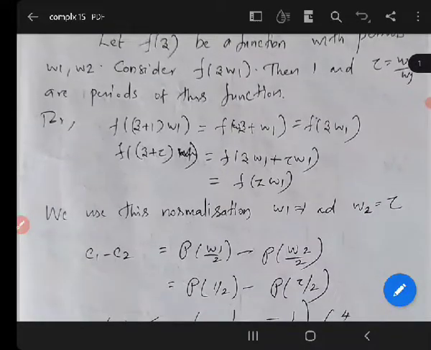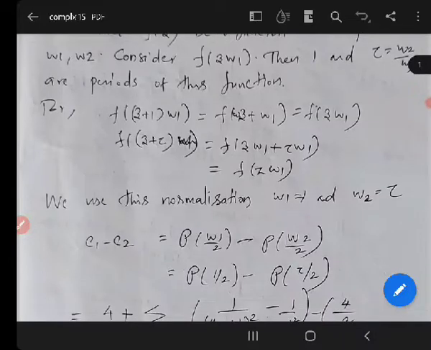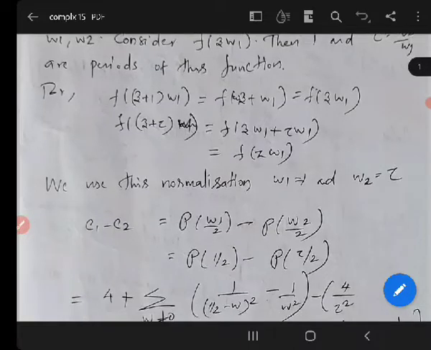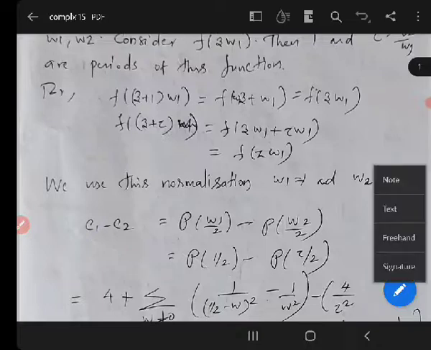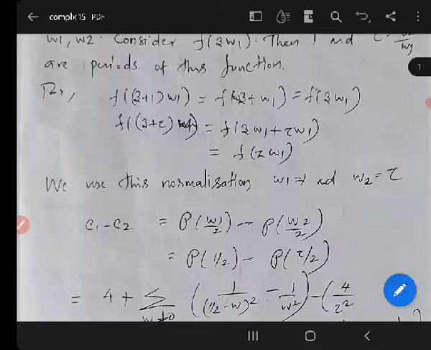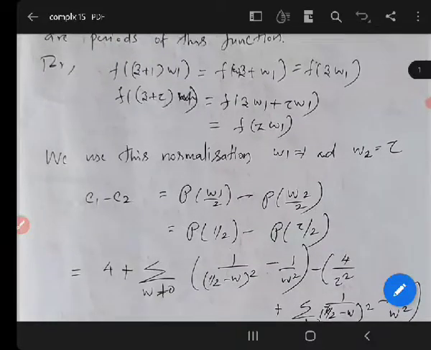Similarly, f of z plus tau omega 1 is f of z omega 1 plus tau omega 1, which is equal to f of z omega 1 plus omega 2, because tau is omega 2 by omega 1. So this will also give you f of z omega 1, because omega 2 is a period of f of z, right? So in this case we got that f of z omega 1 has the periods 1 and tau.